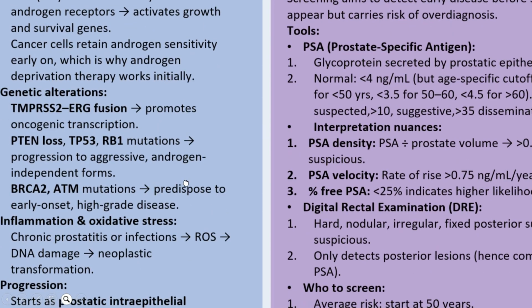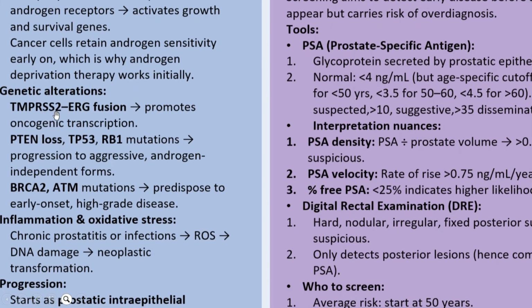Then what is going to happen is that we have genetic alterations. For example, if you have the TMPRSS2-ERG fusion, which is going to promote oncogenic transcription. If we have loss of PTEN and gain of P53 and RB1, we shall have progression to aggressive forms, and we shall have what we call the androgen-independent forms, or the castration-resistant form of prostate cancer.